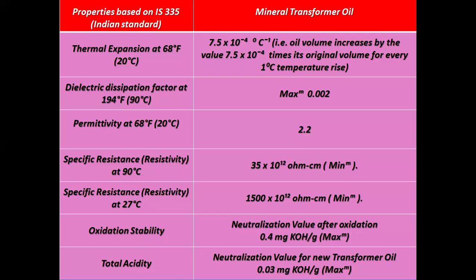Specific resistance, that is resistivity, at 90 degrees centigrade, 35 into 10 to the power 12 ohm centimeter minimum. Specific resistance at 27 degrees centigrade, 1500 into 10 to the power 12 ohm centimeter minimum. Oxidation stability: neutralization value after oxidation 0.4 milligram potassium hydroxide KOH per gram of oil maximum. Total acidity: neutralization value for new transformer oil 0.03 milligram KOH per gram of oil maximum.